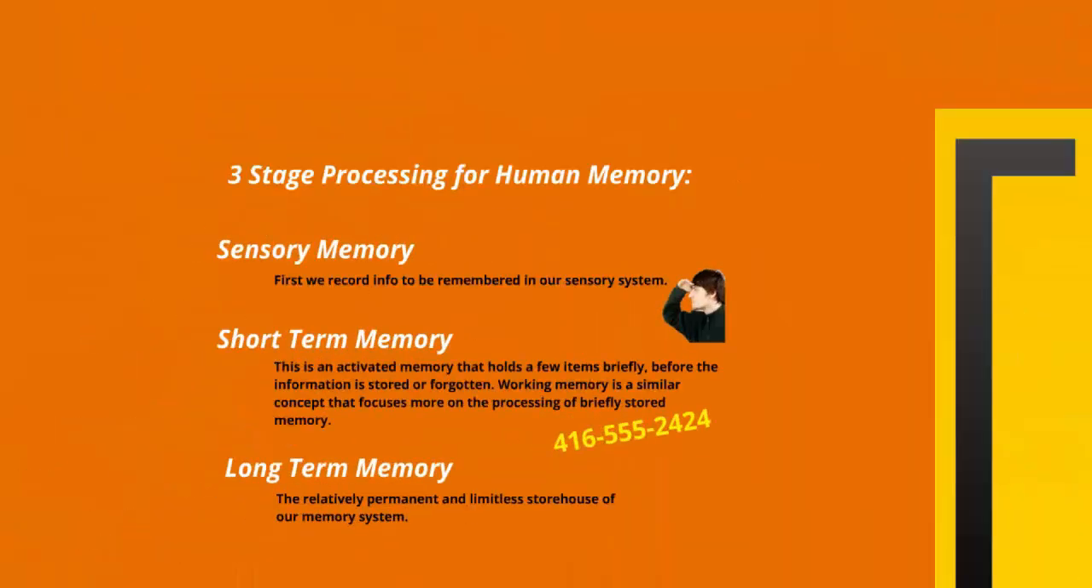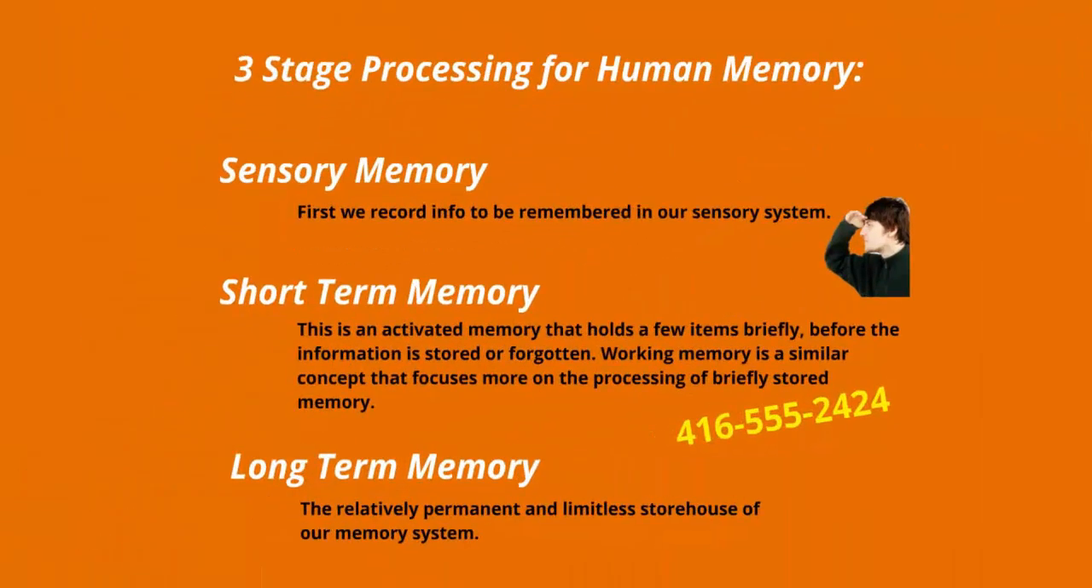There's a three-stage processing for human memory. First of all, we start with sensory memory. We record information to be remembered in our sensory system. This then moves into short-term memory, which is an activated memory that holds a few items briefly, such as the 7 digits of a phone number, before the information is stored or forgotten. Working memory is kind of a similar concept that focuses more on the processing of a briefly stored memory. And our long-term memory, which is a relatively permanent and limitless storehouse of our memory system.